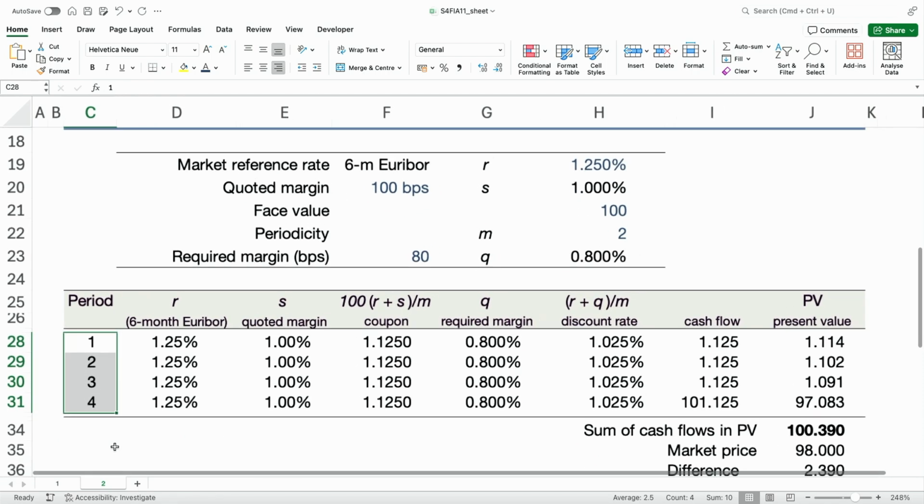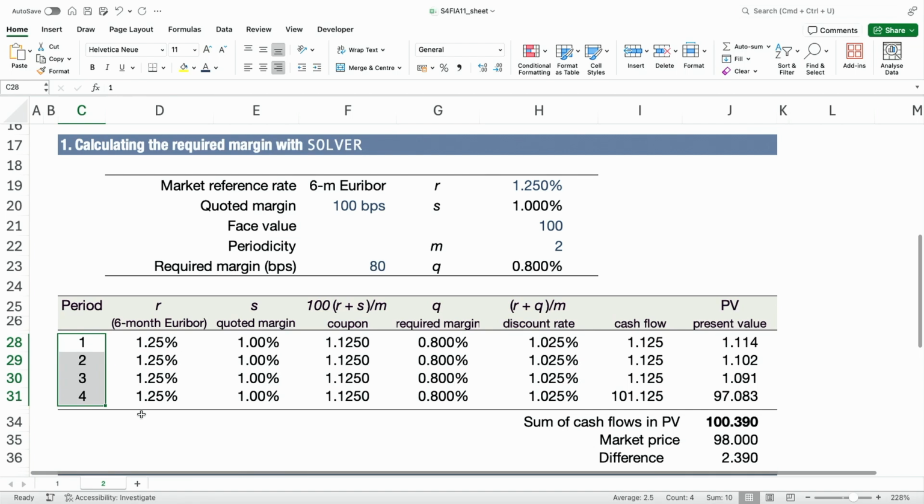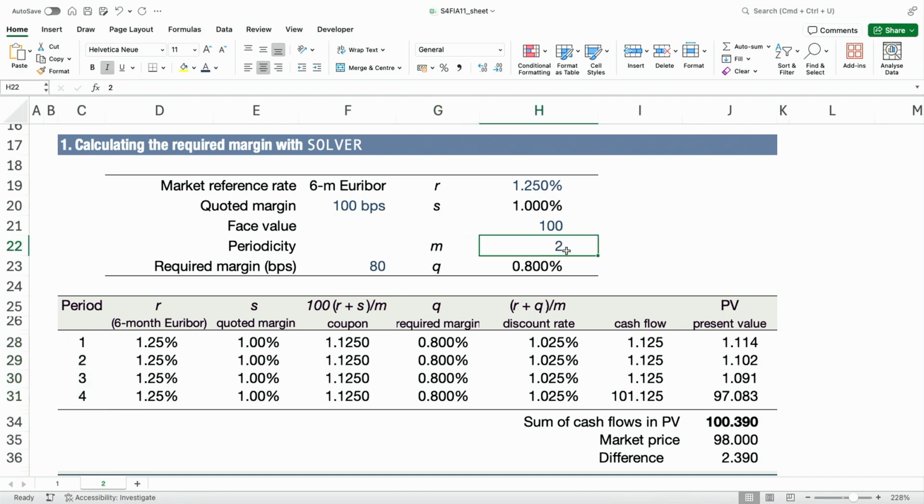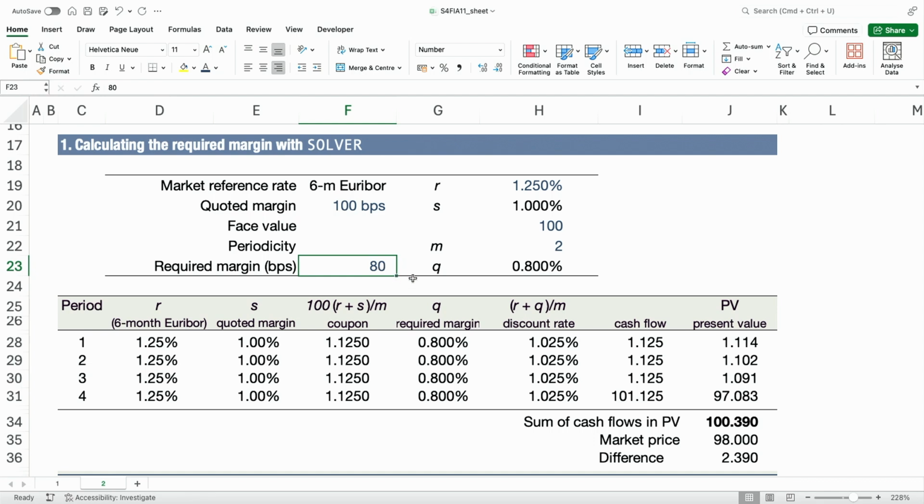And the second is that the day count convention is 30/360, so that the periodicity m is an integer equal to 2. The other simplifying assumption we're going to make is that the same market reference rate R is used for all cash flows. Suppose now we're pricing this 2-year semi-annual floating rate note that pays Euribor plus 100 basis points, or 1%. Suppose also that Euribor is 1.25% and that the margin required by investors is 80 basis points. I have decided arbitrarily to start with 80 basis points.